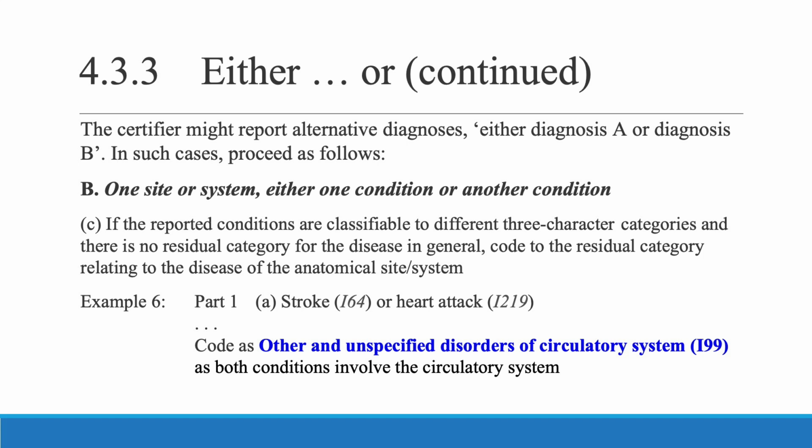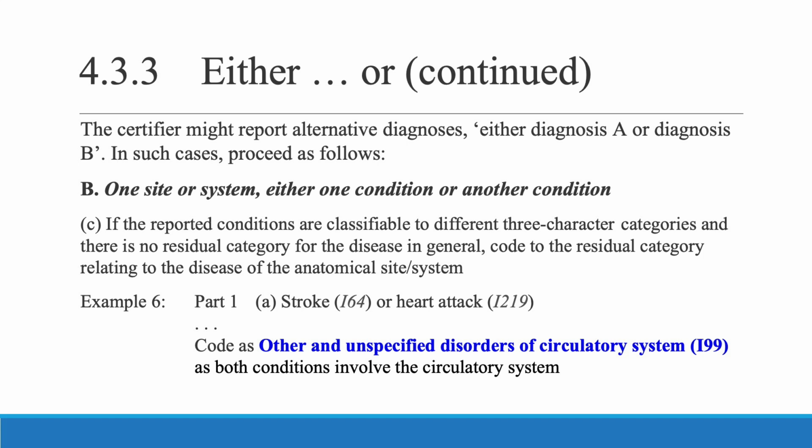One more example of applying the instruction at 4.3.3b little c. If the reported conditions are classifiable to different 3-character categories and there's no residual category for the disease in general, code to the residual category relating to the disease of the anatomical site or system.